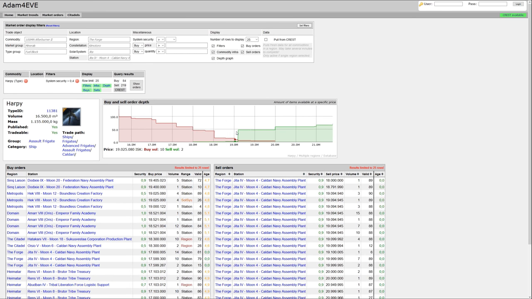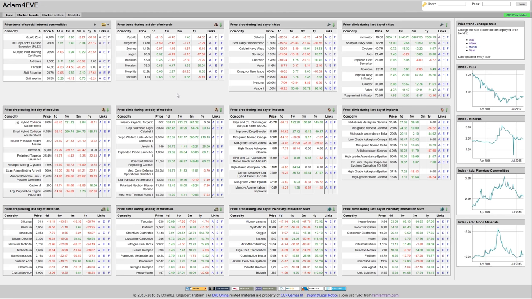So Harpy looks interesting. Do you want to buy out these, or do you want to wait if further stock is being moved to these lower levels? Your decision to make, but at least you have identified that you should keep an eye on the Harpy, and that is the whole meaning of this overview. You can look at this in order to identify possible trade commodities that you want to invest in, and that are profitable to invest in.